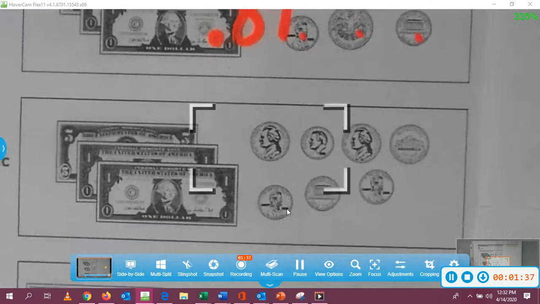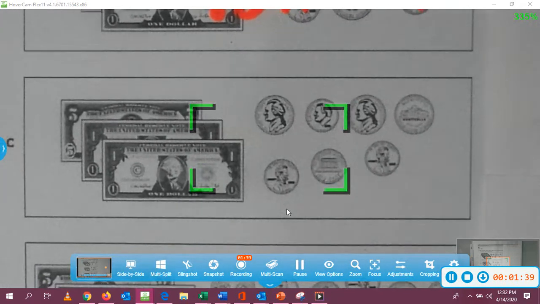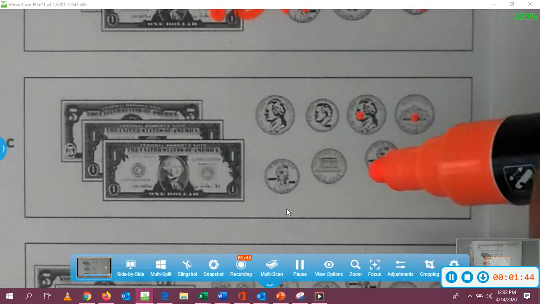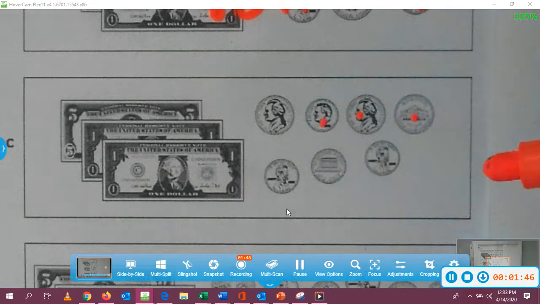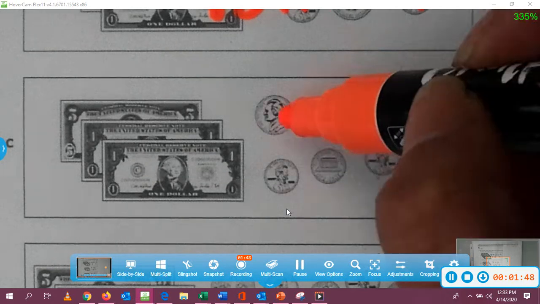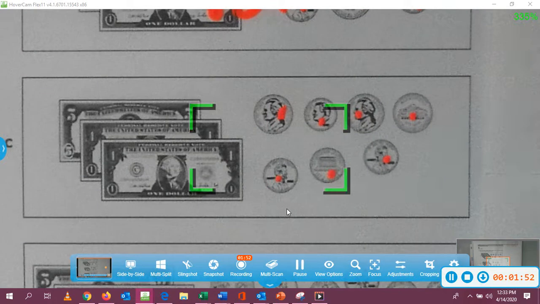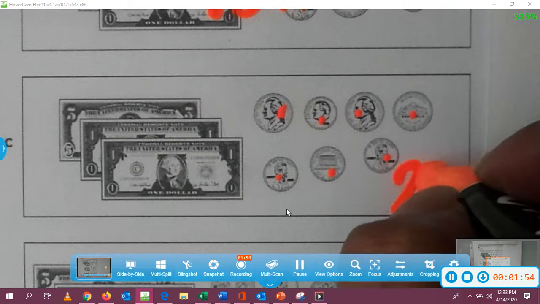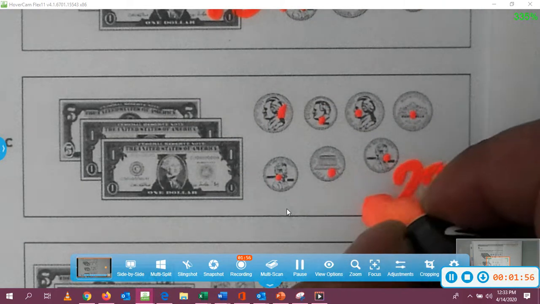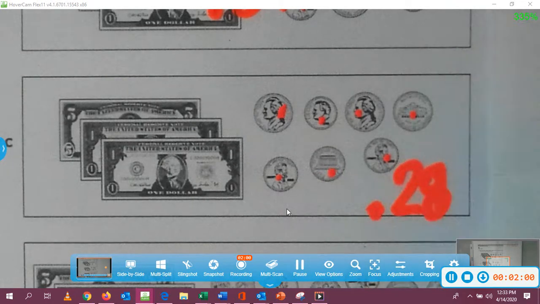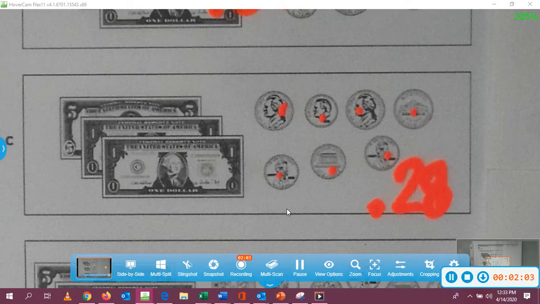And C, let's count these coins. 5, 10, there's another dime, so that's 20, because 10 plus 10 is 20, plus another 5 is 25, 26, 27, 28. This set of coins represents 28 cents. Why did I write it? I don't know. That's 28 cents.